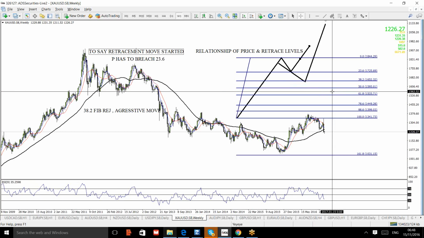Makes sense? So remember, the point you have to take out of this is, guys, you're understanding the relationship of price action and retracement level. The price reacts from 38.2 very aggressively, and that is what you need to write in your books. Understand, guys?